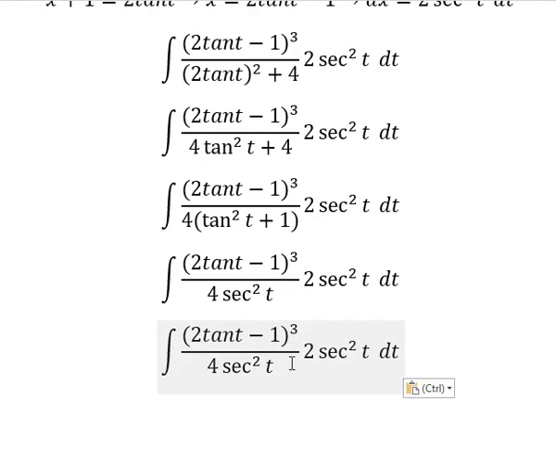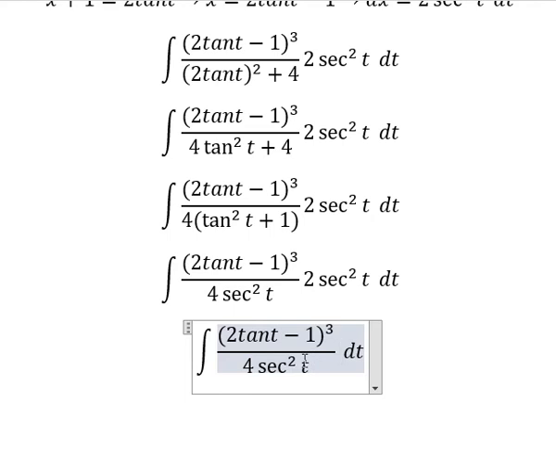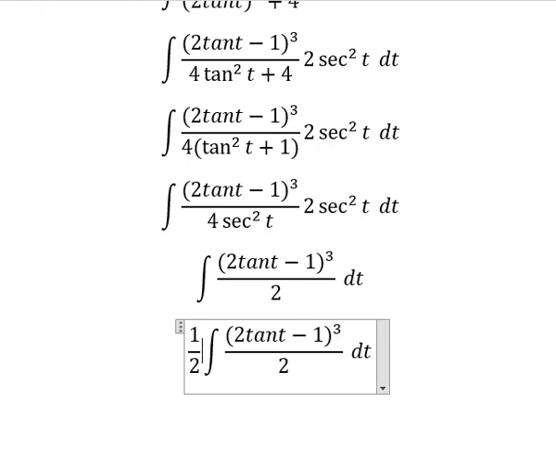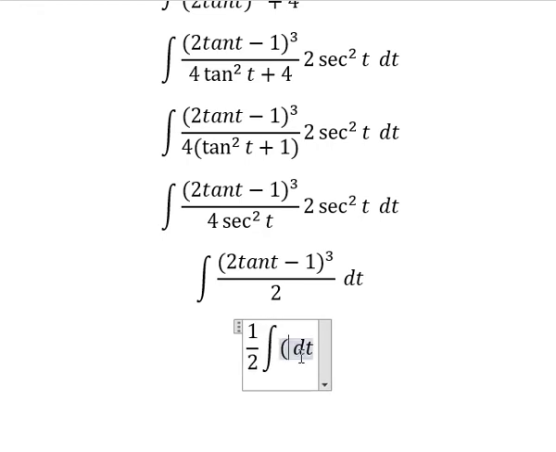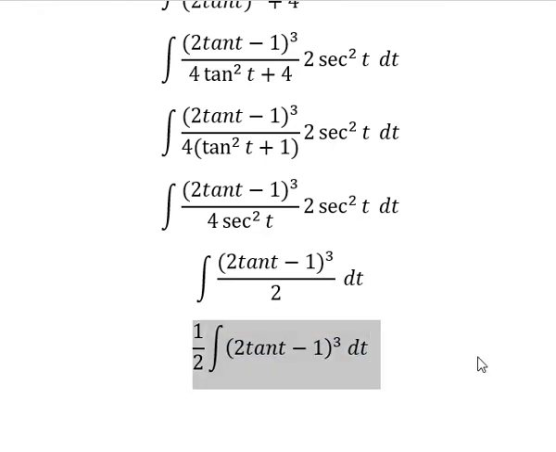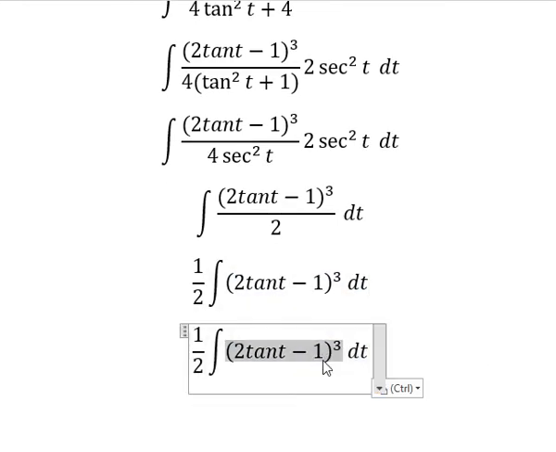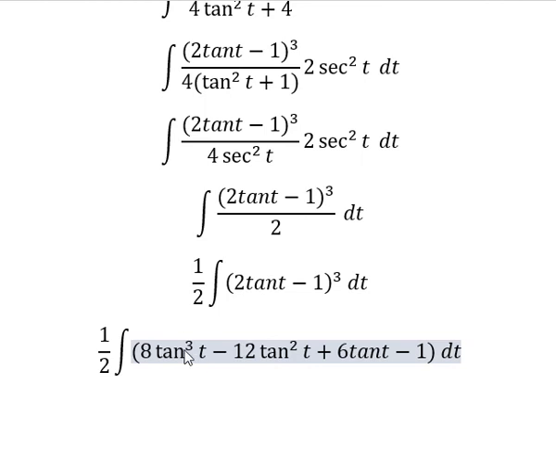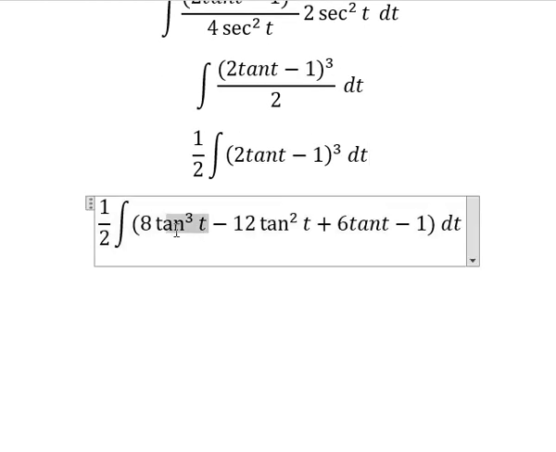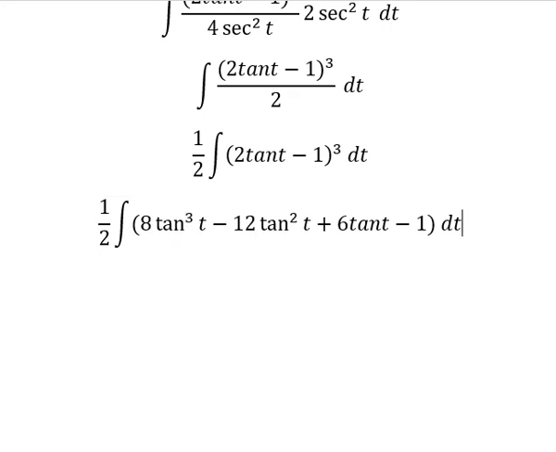And now we need to simplify 2 secant of t squared on the numerator and denominator. And now I will put number 2 outside. Now we need to expand this one. After we expand this one, that should be like this. Now I will find the integration of this one first.